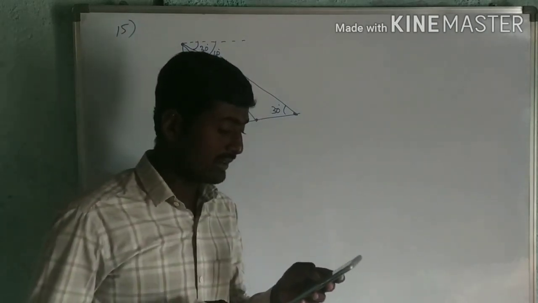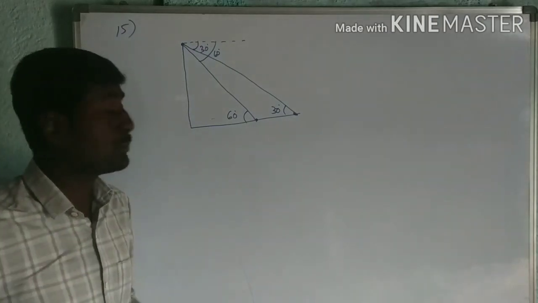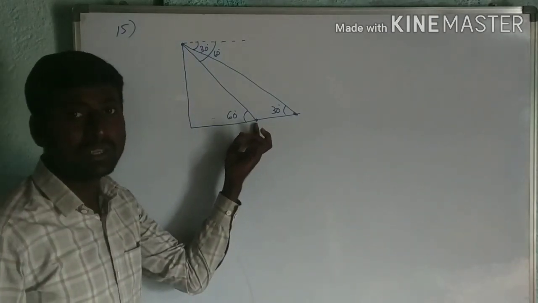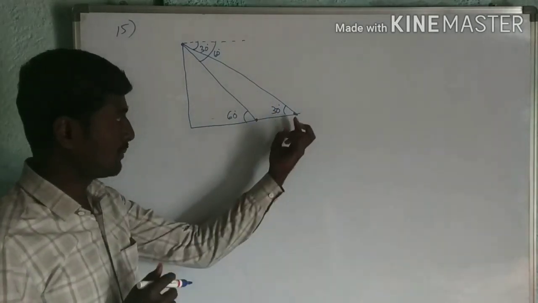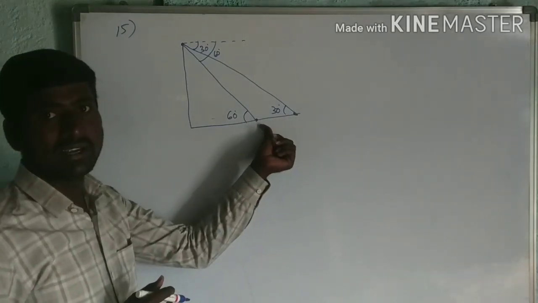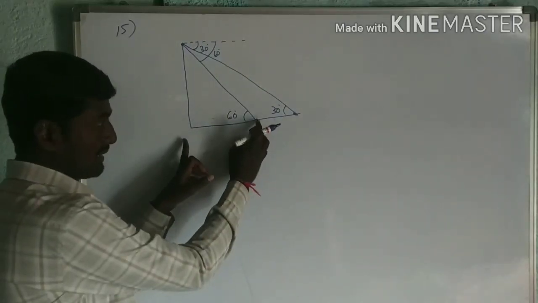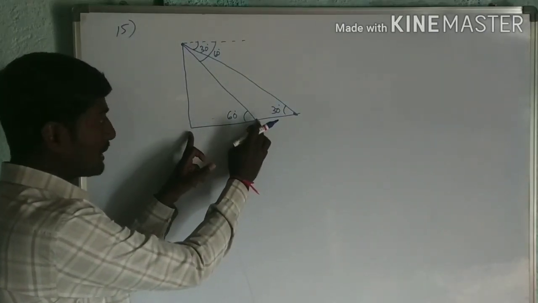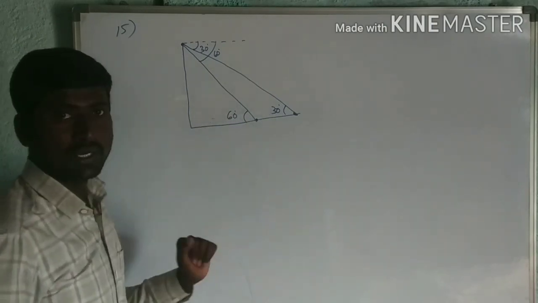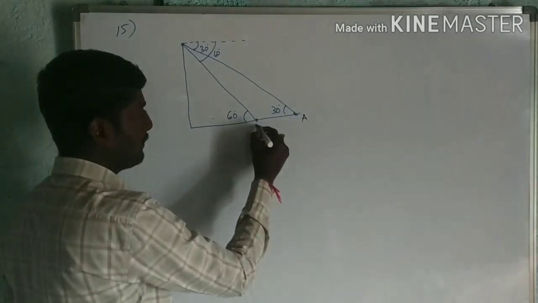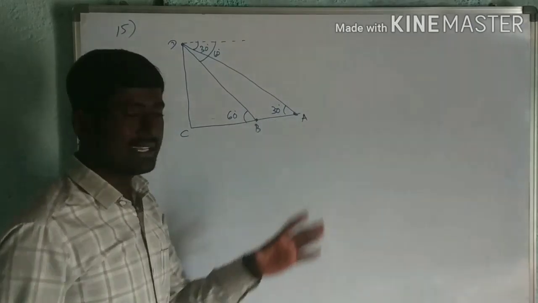Now what do we have to find? Find the time taken by the car to reach the foot of the tower from this point, meaning from here. From the first point to the second point it has taken 6 seconds. Then we have to find the time taken by the car to reach the foot of the tower from the second point. Let us name the points A, B, C, D. So here AB is actually the distance.